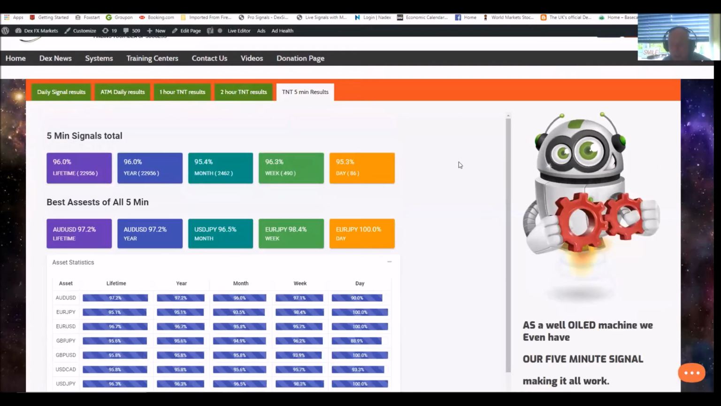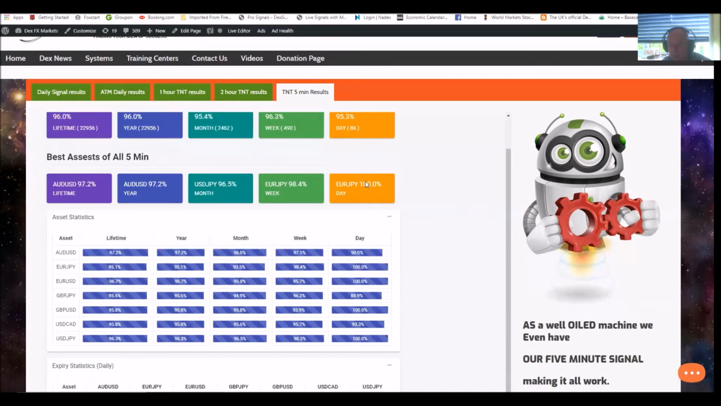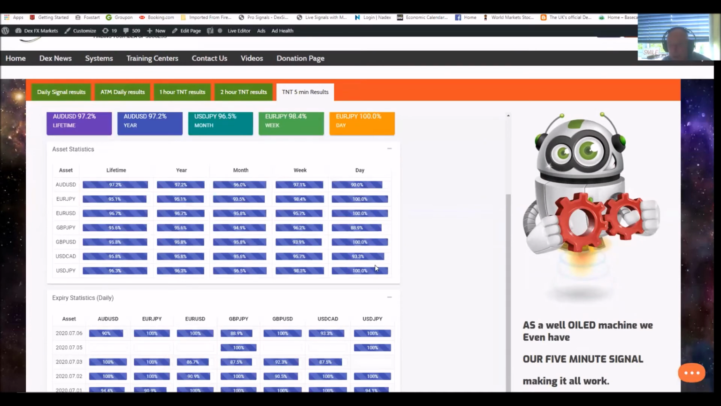Okay, and for the 5 minutes. The 5 minutes today so far. The last 24 hours, we've had 86 signals fire off. For the day, I mean, looking at the numbers here, they do speak for themselves. Look at this for the week and the month. Every single one's a winner.